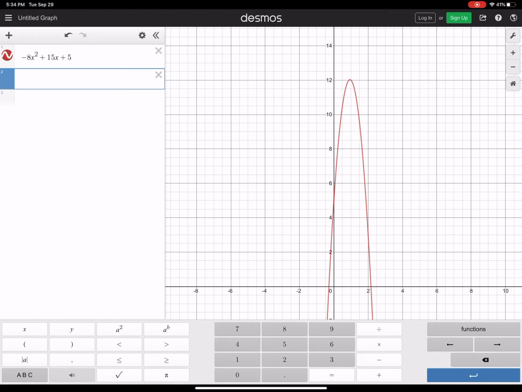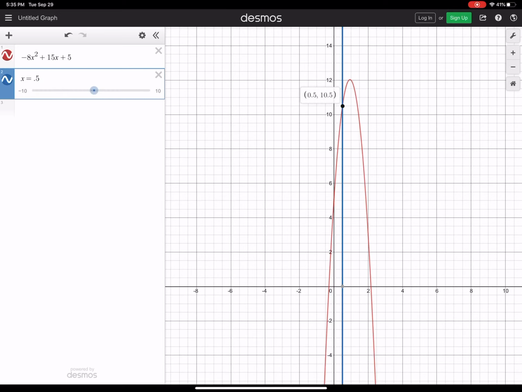So what you want to do is you want to do X equals 0.5. And you notice a new line pops up, and you want to get the intersection of those two lines. And so notice here the X value is 0.5, so that's what you typed in, and you want to give the 10.5. The 10.5 is going to be your answer for number 9.